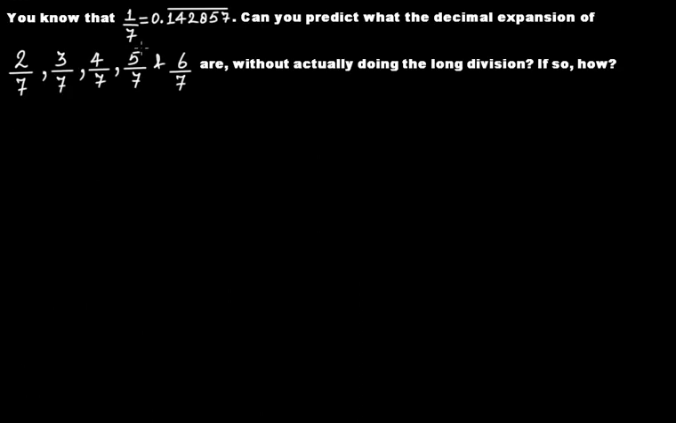You know that 1 by 7 is equal to 0.142857, and the bar over this string of 6 digits means that this string will repeat itself. Can you predict what the decimal expansion of 2 by 7, 3 by 7, 4 by 7, 5 by 7 and 6 by 7 are without actually doing a long division? If so, how? Okay, first let's discuss 2 by 7.